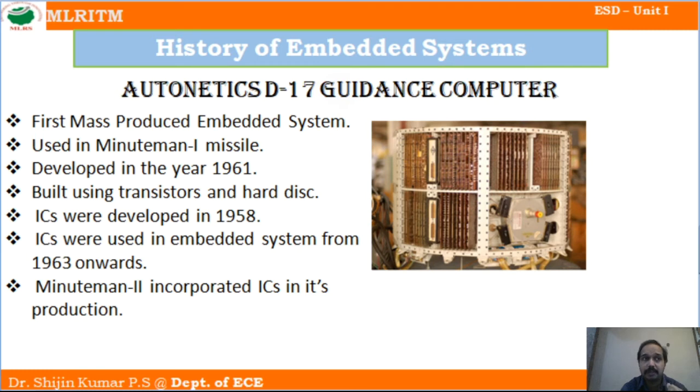Mass produced embedded system. What is meant by mass produced? They produced thousands of these embedded systems. But for Apollo, what do we need? Only one Apollo guidance computer is enough, because we are launching only one rocket. For what purpose was this Autonetics D17 guidance computer used? It was used in the Minuteman missile, Minuteman 1 missile.